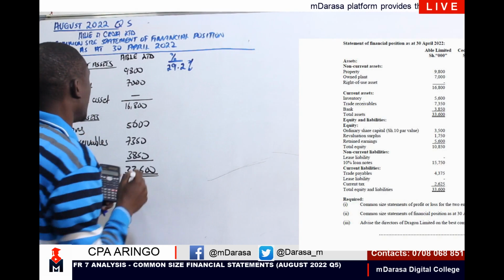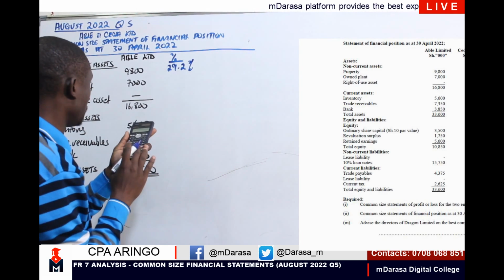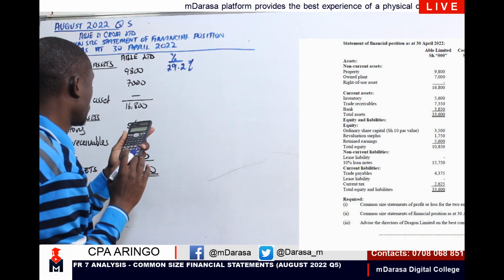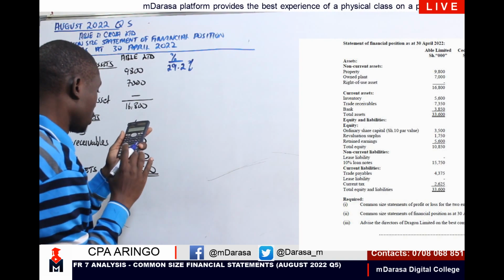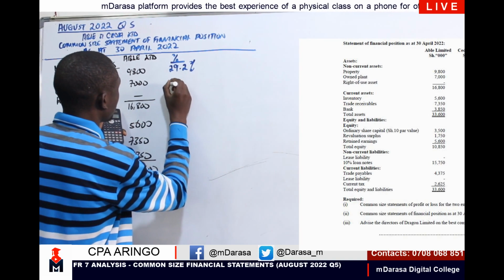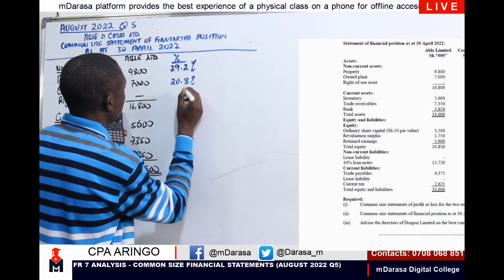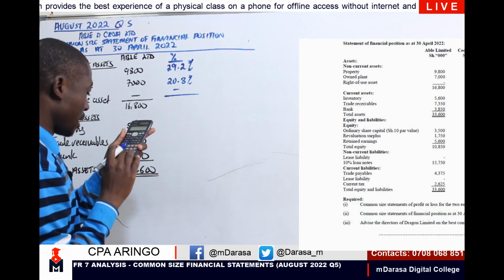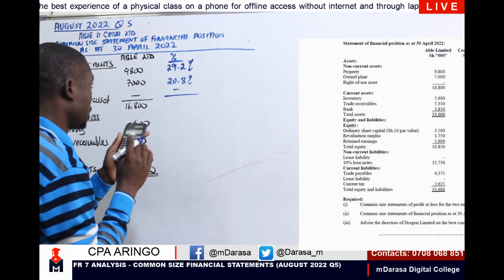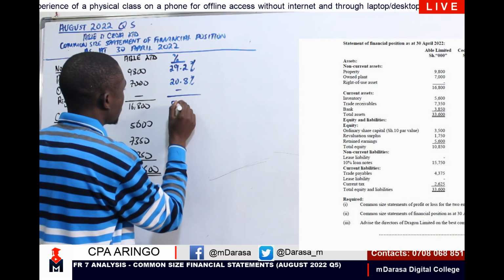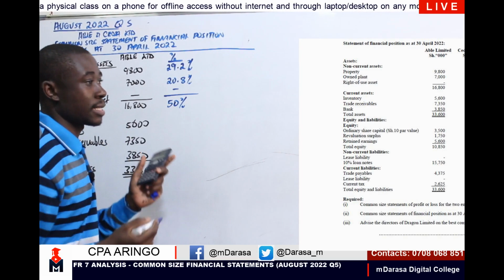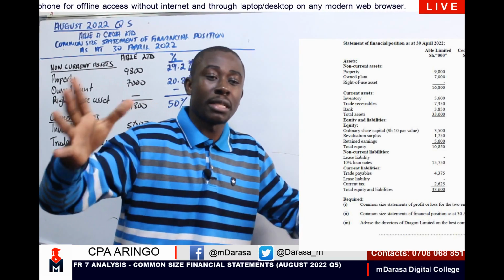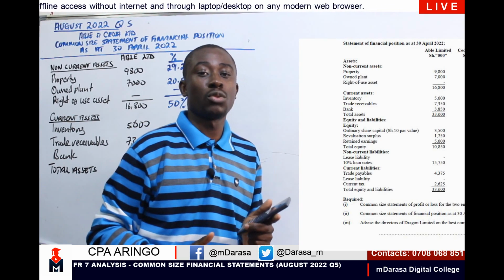What about the plant? 7,000 we divide by 33,600. In this case, that should give us a figure of 20.8%. So in total, I should be talking of 16,800 divided by 33,600, which should give us a figure of 50%. So our total non-current assets comprised 50% of the entire total assets that you're having in the firm.